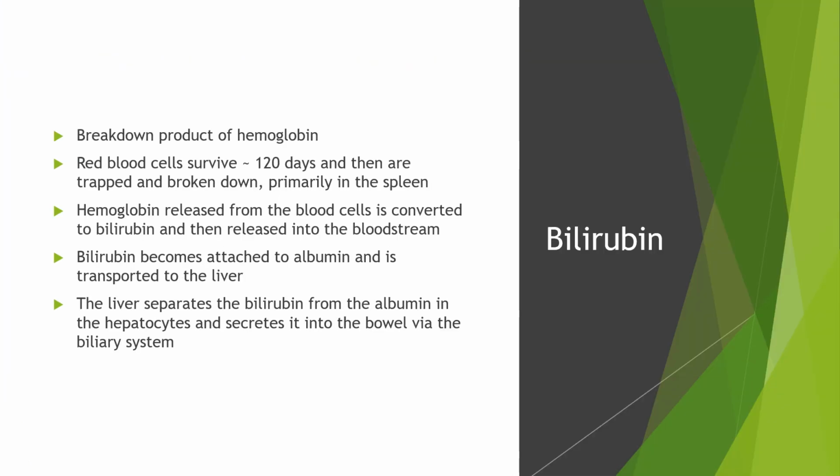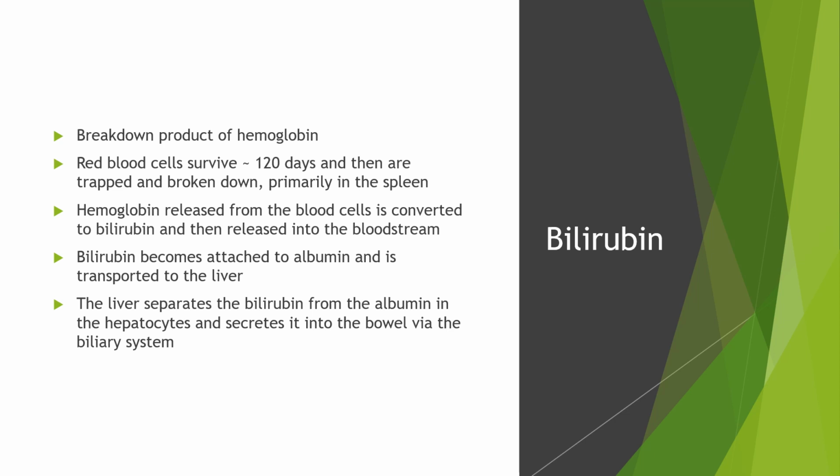So I want to talk a little bit more about bilirubin. This is going to be a breakdown product of the hemoglobin. Remember, we said it comes about when we break down red blood cells. The red blood cells have a life cycle of about 120 days, and then they become trapped and broken down primarily in the spleen. The hemoglobin gets released from the blood cells and is converted to bilirubin, and that floats around in our bloodstream. The bilirubin becomes attached to albumin, and that is then transported to the liver.